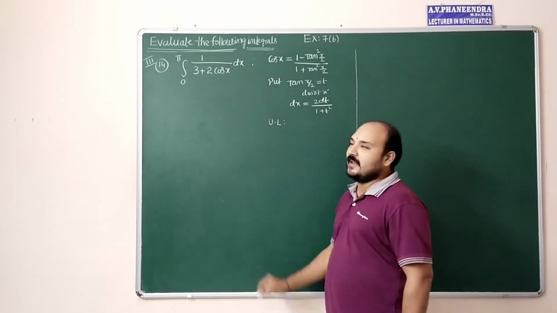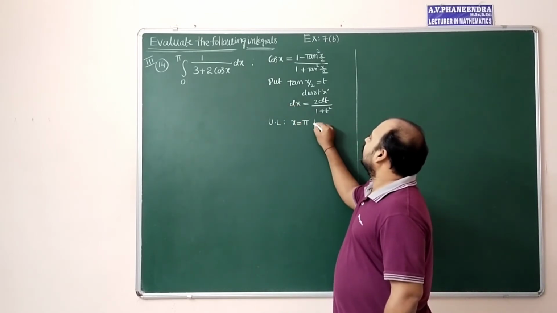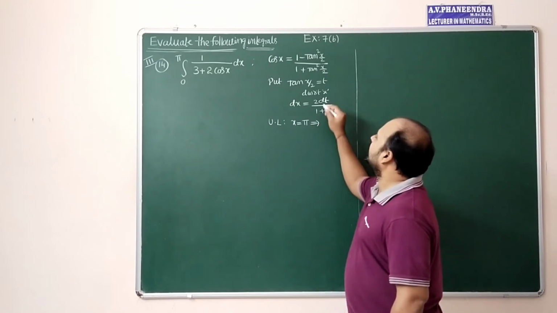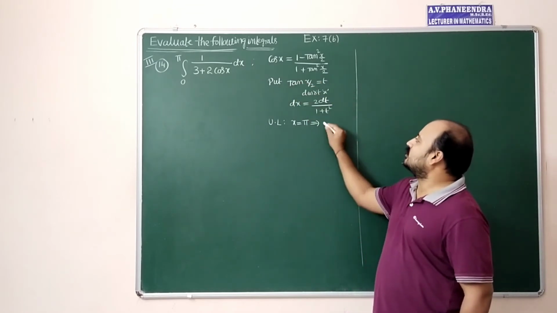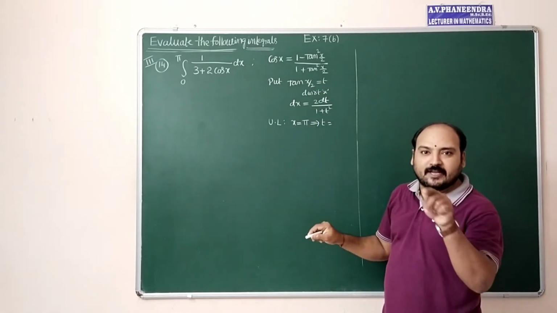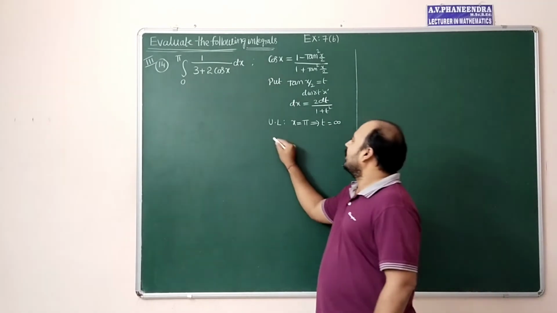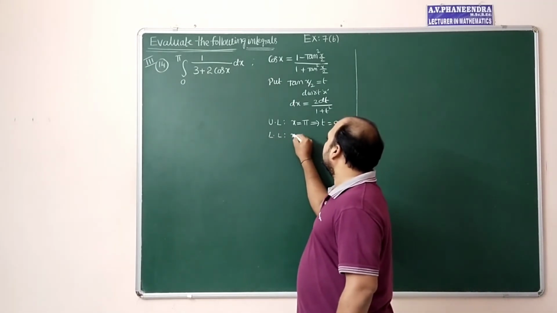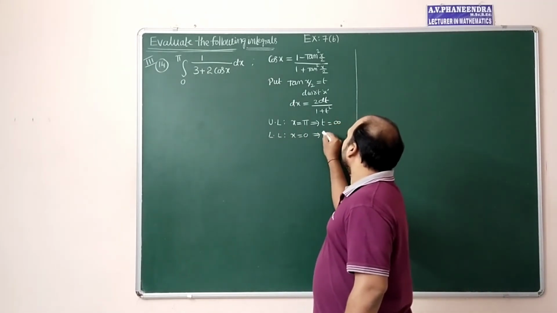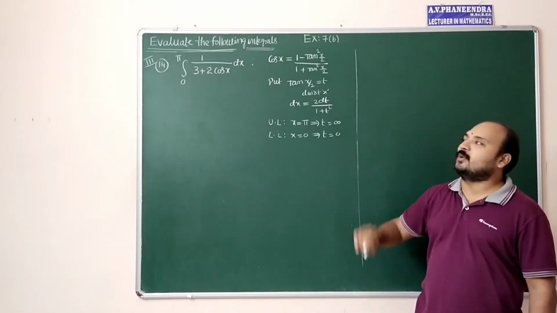Upper limit, when x is equal to pi, then t equal to tan pi by 2. Tan pi by 2 means tan 90, infinity or undefined, like this you can write. And lower limit, when x is equal to 0, t is equal to tan 0 by 2. So that means tan 0 is 0.